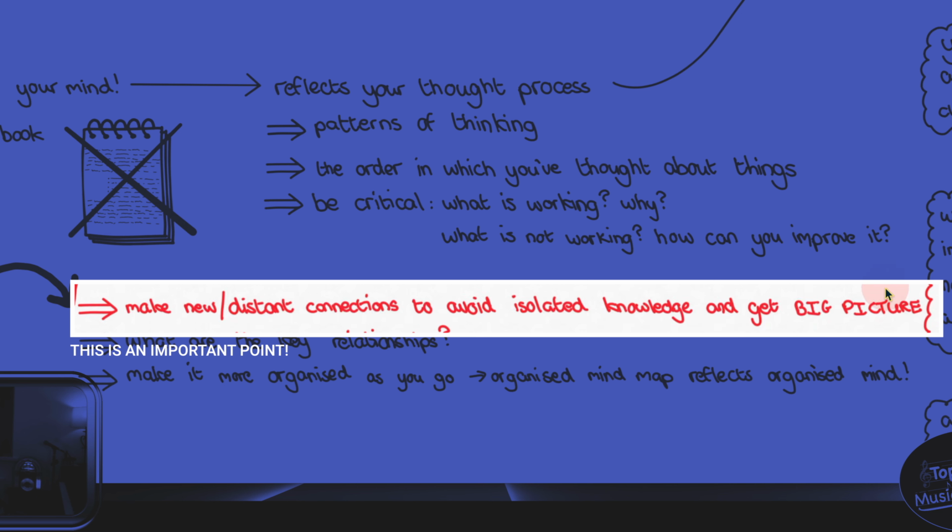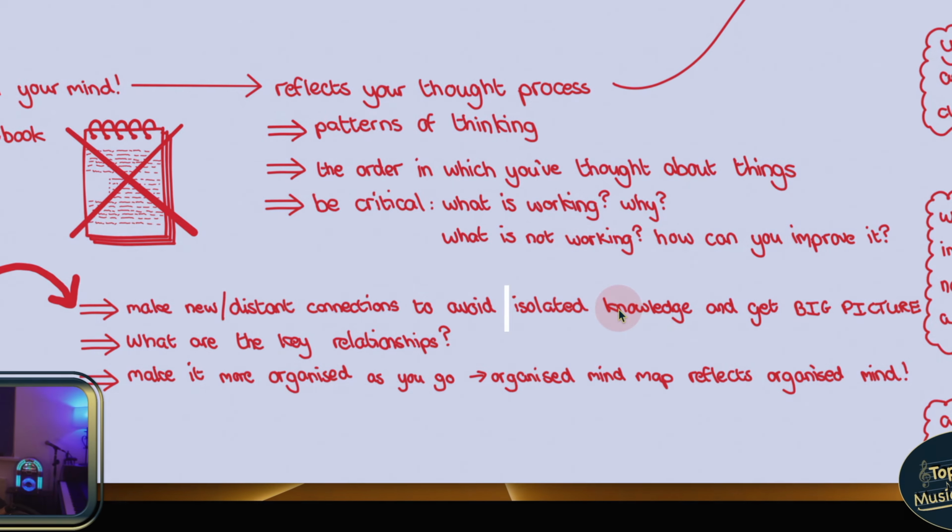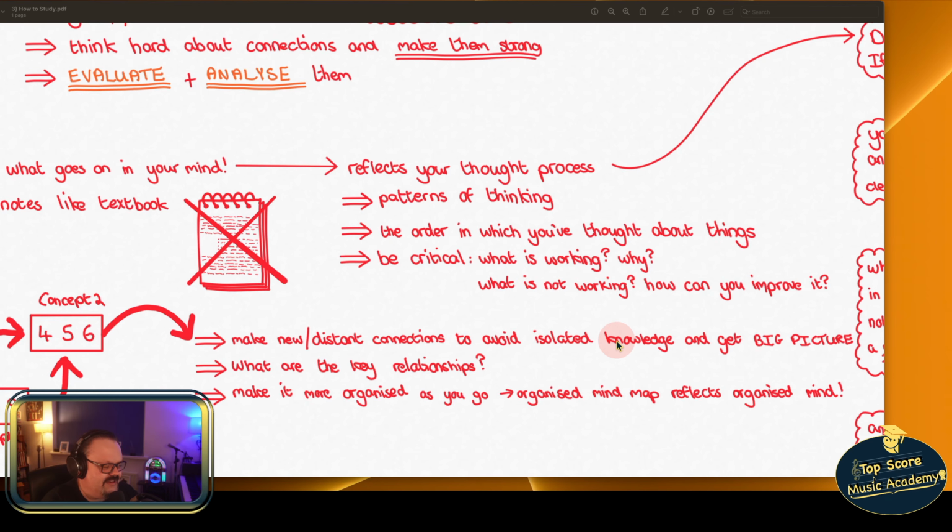I keep talking about the big picture. So avoid isolated knowledge. You shouldn't have anything that's out on its own, divorced from all the other topics and concepts. Everything should be interconnected. What are the key relationships? Make it more organized as you go. An organized mind map reflects an organized mind.